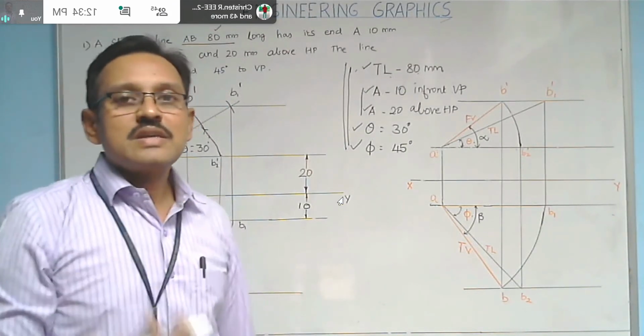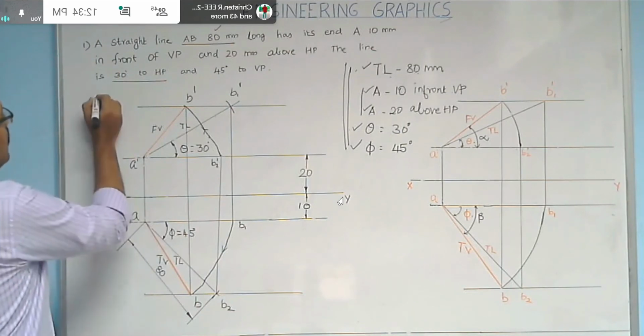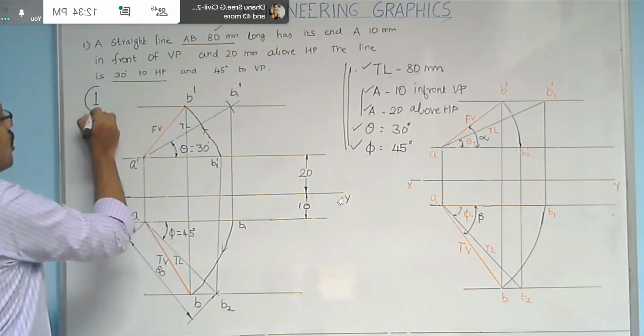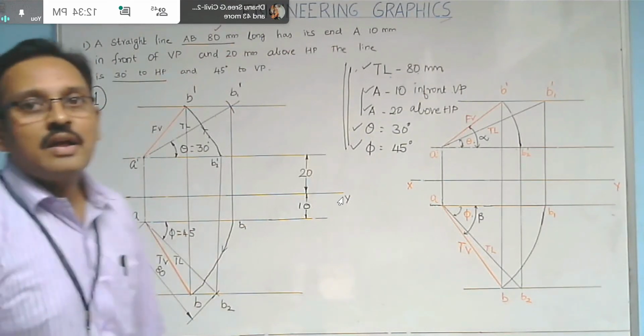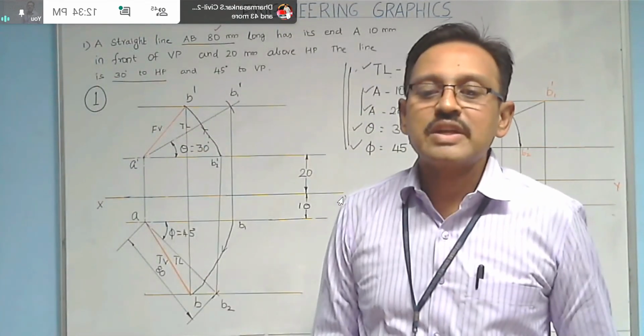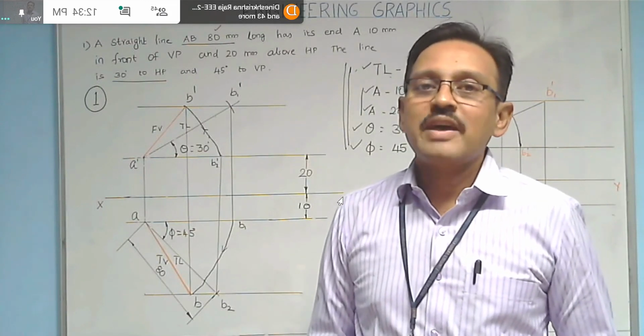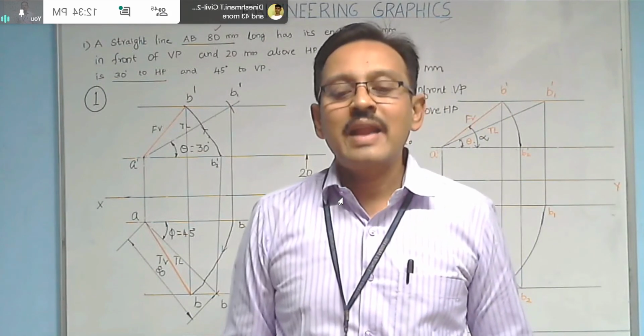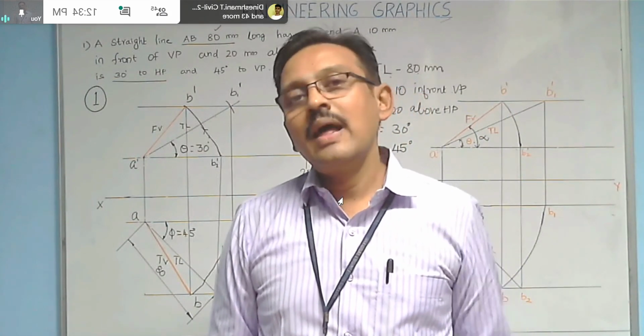Okay. For example, if it is problem number 1, you can write this as problem number 1 and using a pro circle we can make a circle around that. So this is how to construct the projection of a straight line which is inclined to both the horizontal plane as well as the vertical plane.